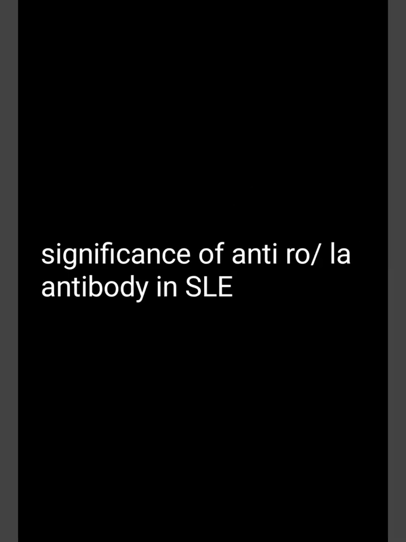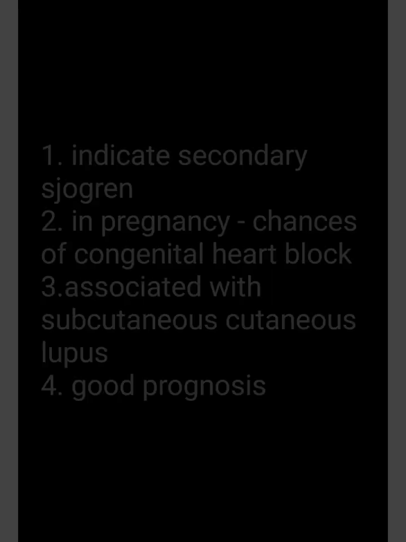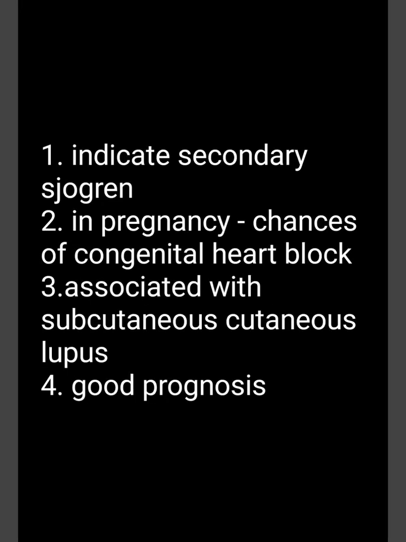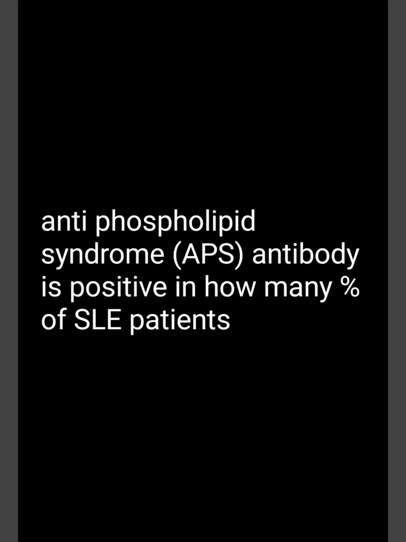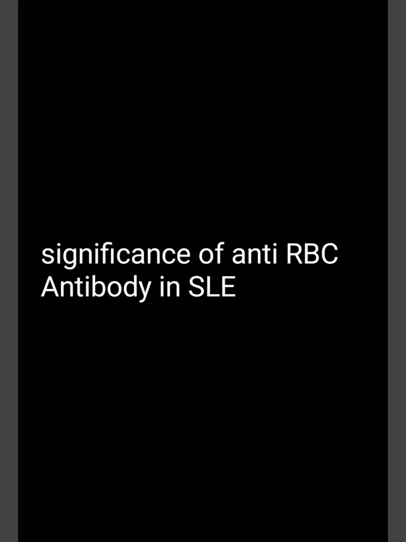Significance of anti-Ro, La antibody in SLE: 1. Indicates secondary Sjogren. 2. In pregnancy, chances of congenital heart block. 3. Associated with subacute cutaneous lupus. 4. Good prognosis. Antiphospholipid syndrome (APS) antibody is positive in how many percent of SLE patients? One-third.